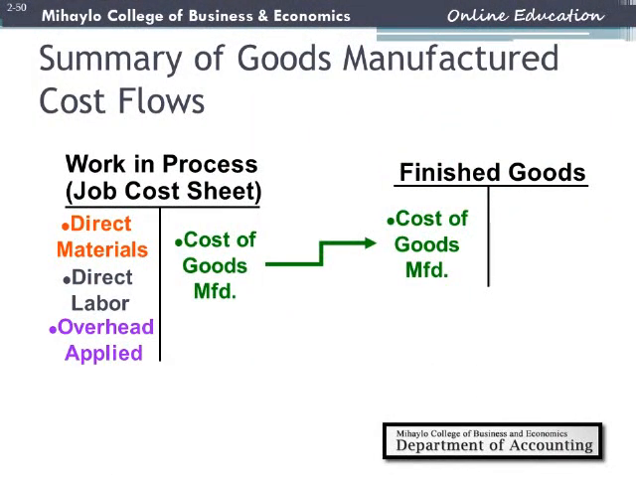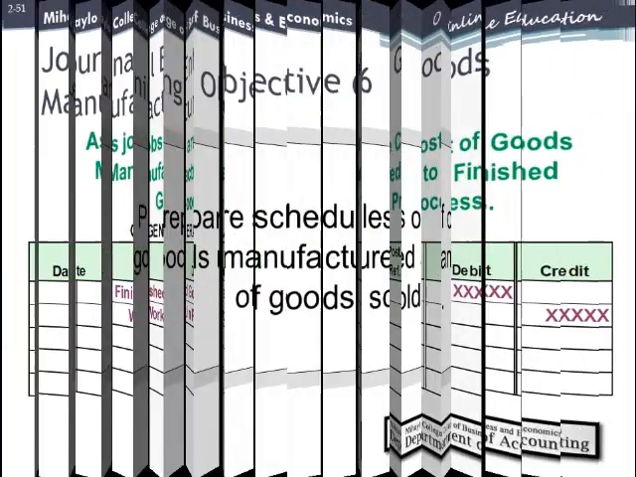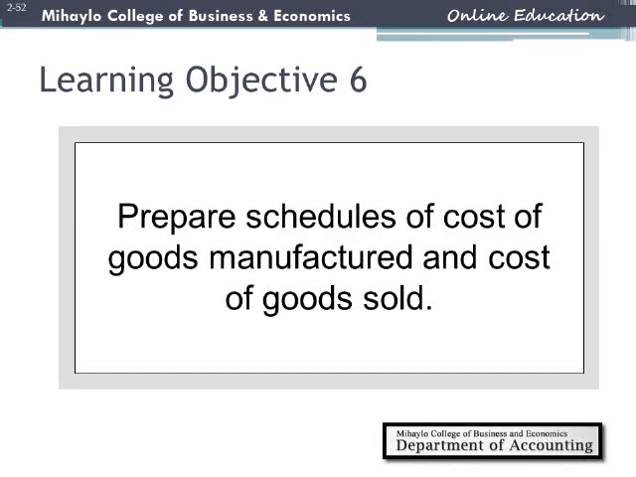The sum of all amounts transferred from work in process to finished goods represents the cost of goods manufactured for the period. The work in process account is credited and the finished goods account is debited. The transfer is accomplished with a debit to finished goods inventory and a credit to work in process inventory. Learning objective number 6 is to prepare schedules of cost of goods manufactured and cost of goods sold.